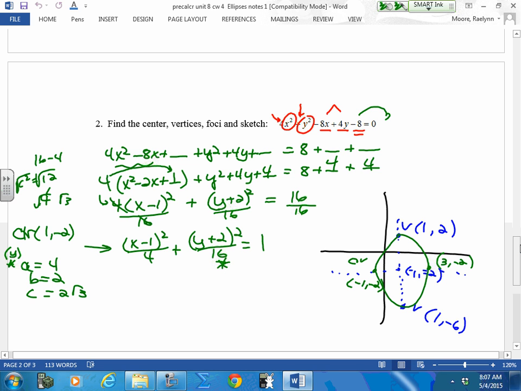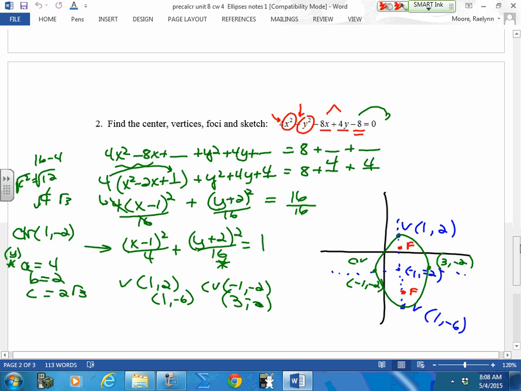Okay, good so far? Vertices, 1, 2, 1, negative 6. Co-vertices, negative 1, negative 2, 3, negative 2. Once you write this out, you kind of should see that your 1's line up, your negative 2's line up. Now, my foci are going to be on which axis? My x or my y? On your y. Good. They're going to come up 2 radical 3, and 2 radical 3 is almost like 4, a little bit less than 4, so they'll be about here.